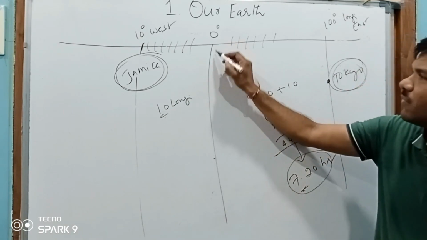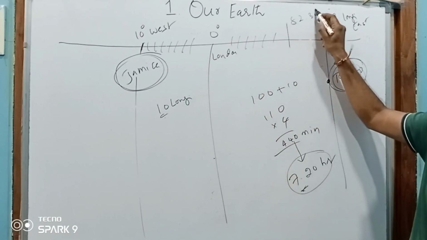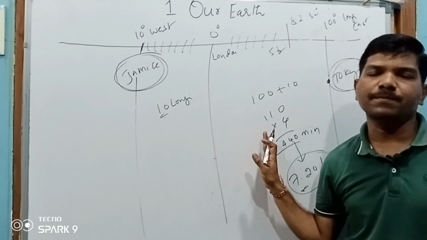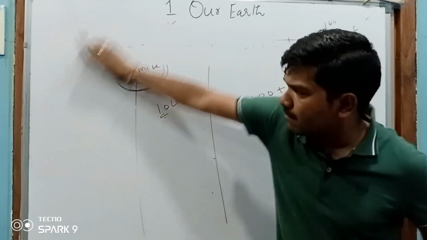The time difference between London and 82 degree 30 minutes east longitude is 5.5 hours. So this is the procedure to calculate the time.